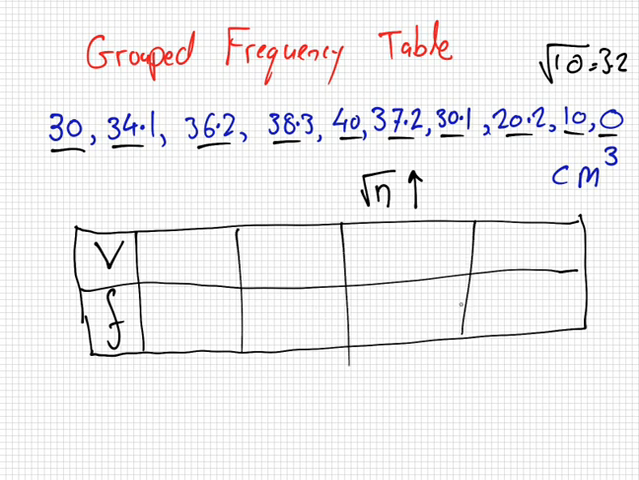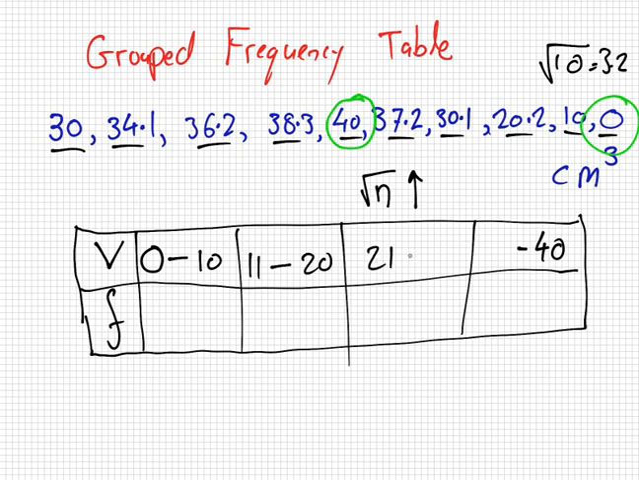Okay, now next we need to know what is the biggest and what is the smallest number. So what is the biggest number here? 40. And the smallest? 0. So we know we're going to start at 0 and we're going to finish at 40. So if we do 40 divided by 4, because there's 4 boxes, what's that? 10. So we must go up in tens. So 0 to 10, 11 to 20, 21 to 30, 31 to 40.